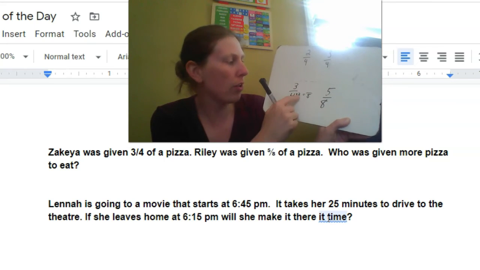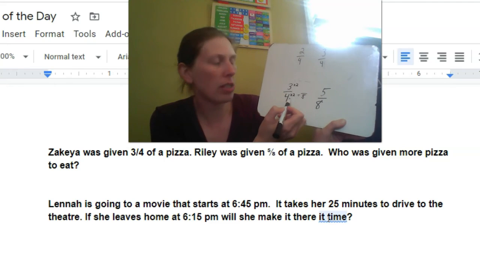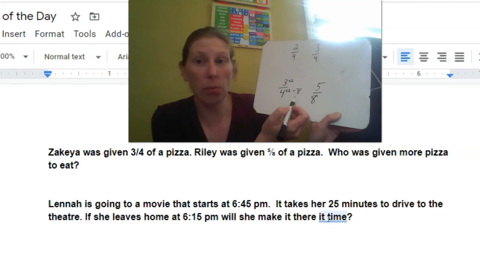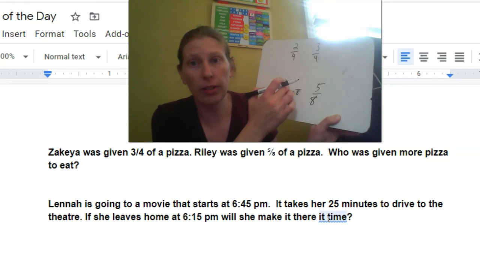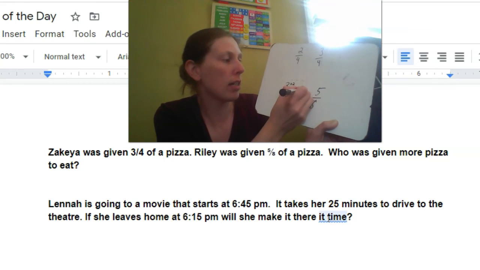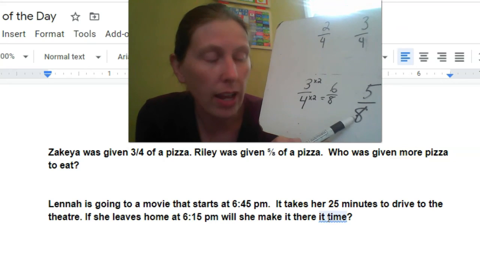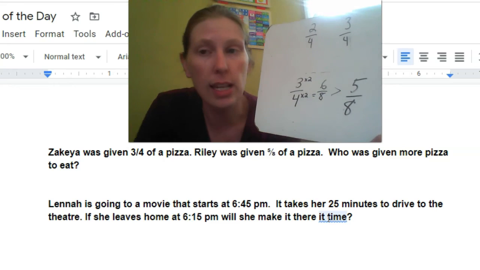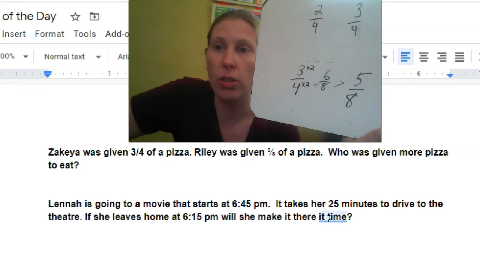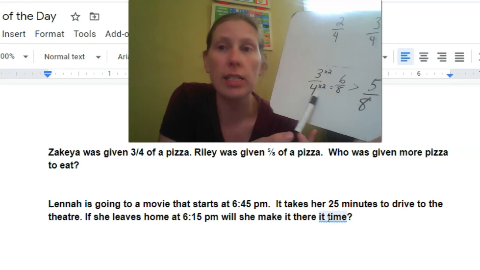And whatever I do to the bottom, I'm going to do to the top. So now, since I multiplied 4 times 2, since I doubled my denominator, I'm going to double my numerator. So 3 times 2 is 6. So now what we're really doing is comparing 6/8 to 5/8. Well, what would you rather have more of? 6/8 or 5/8? You'd rather have 6/8, which is why 3/4 is greater. This is also another way of saying 3/4 is equivalent to 6/8.